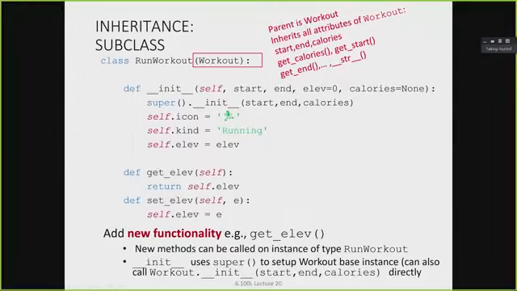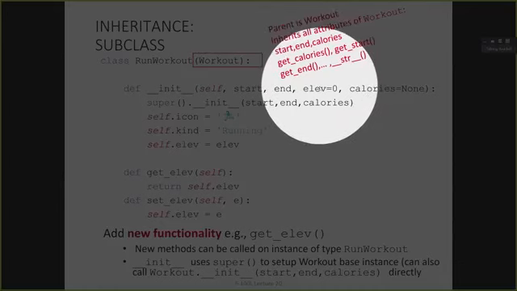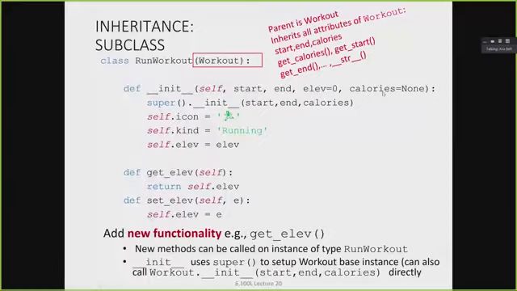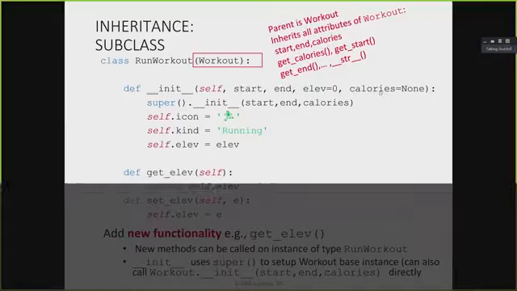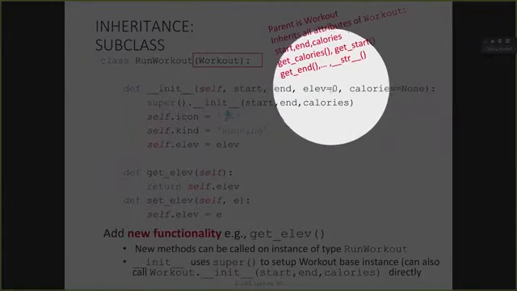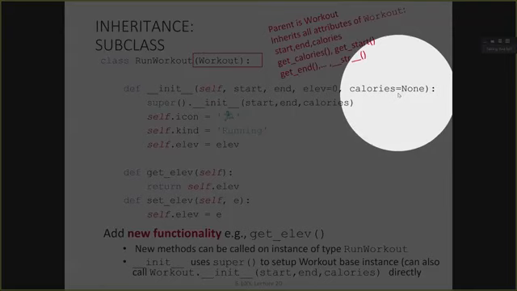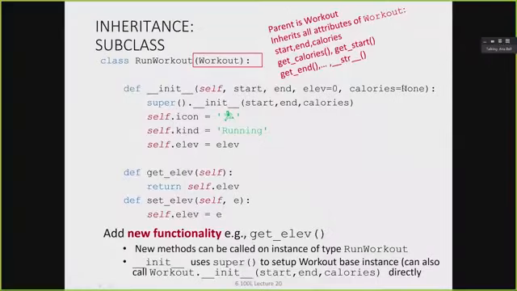So in addition to the start time, end time, and the calories burned, I'm going to slip in this elevation value right before the calories burned parameter. Okay. So when I initialize my run workout, I could theoretically pass in 4 values: string, string, number, number. Or, since elevation has a default parameter and calories has a default parameter, I could pass in just string, string. And those other 2 will default.